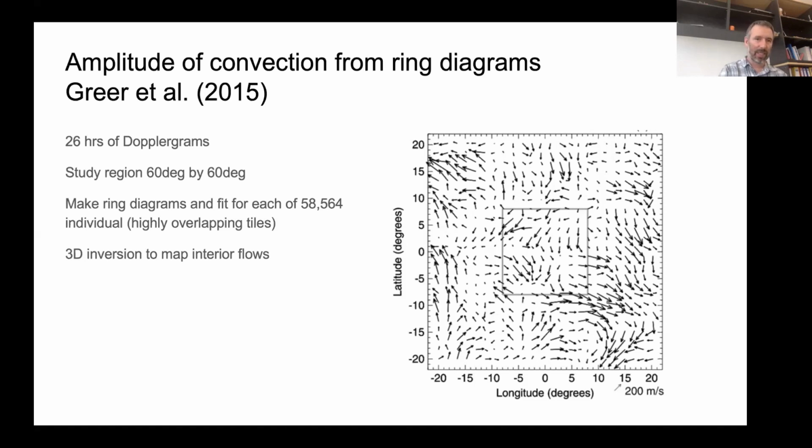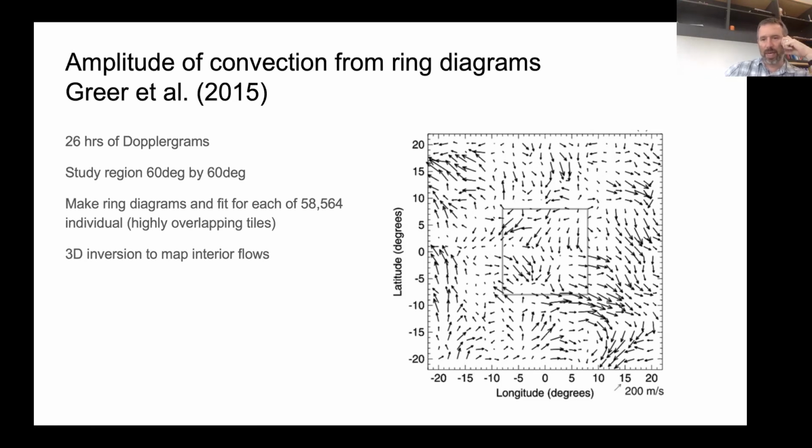Greer and his colleagues in 2015 had a look at this problem from the point of view of ring diagrams. And remember before, when we talked about ring diagrams, we talked about making one measurement per ring tile. And the end result of that is that you don't have a lot of spatial resolution. If you put your tiles one next to the other, you end up with a spatial resolution that's like the tile size. And they proposed an interesting way around that.